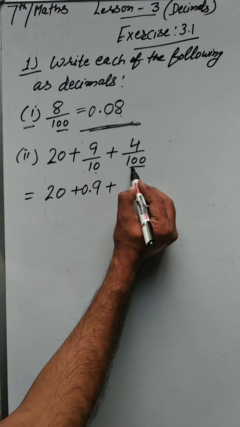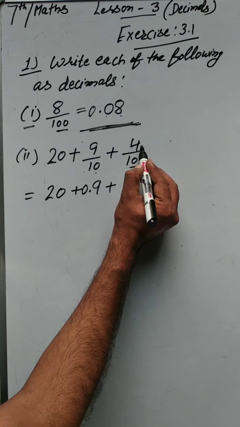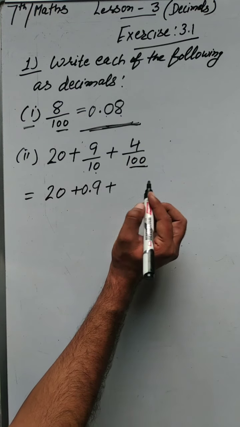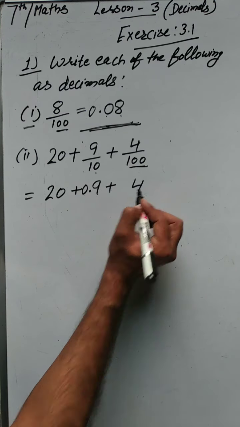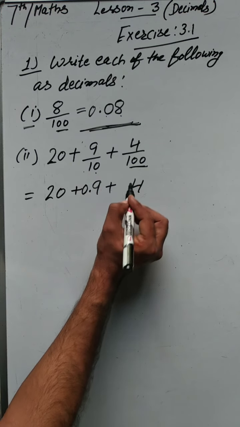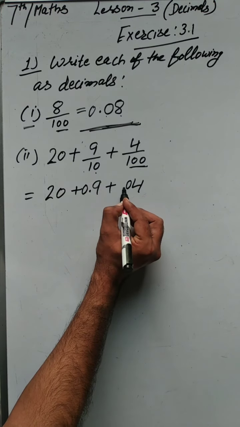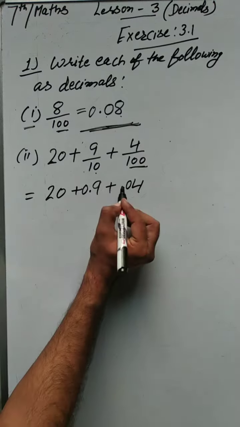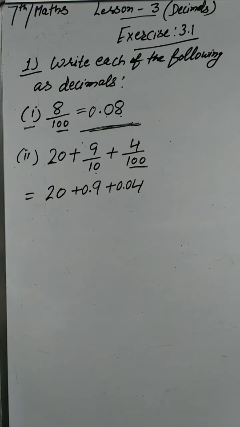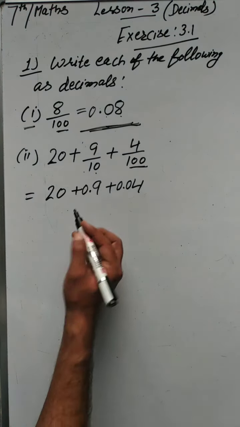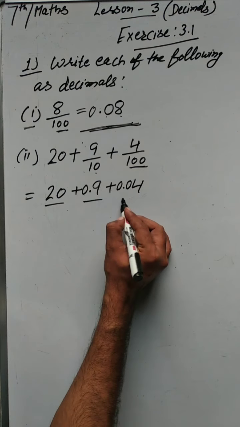And here beta look. How many zeros are there? 2. So from the left of that number leave 2 digits. 1. No digit is there. Then place a 0 here, then your decimal. Okay, so it becomes 0.04. Understood? Now beta simply add these numbers.